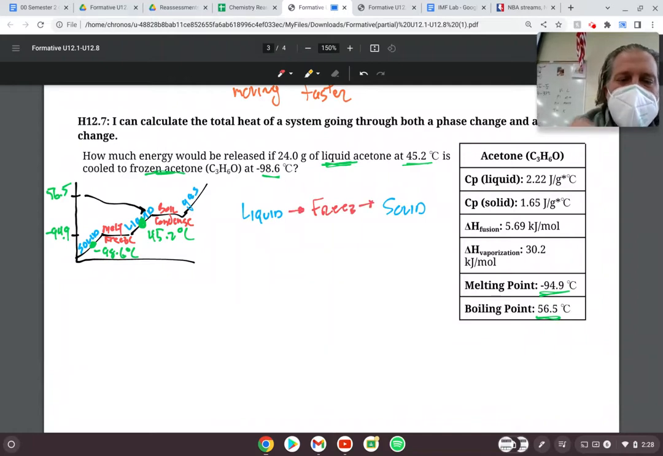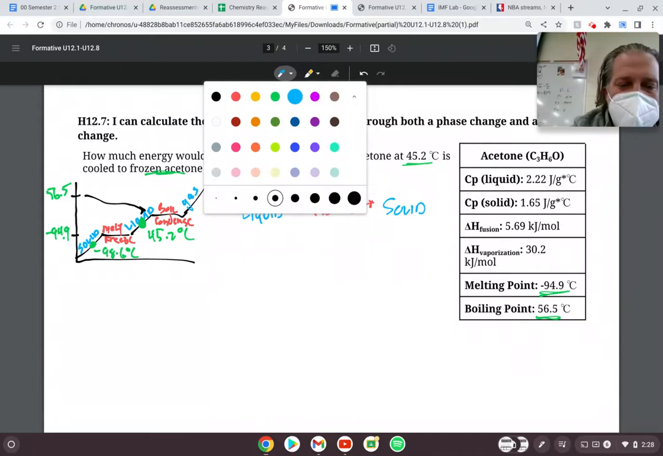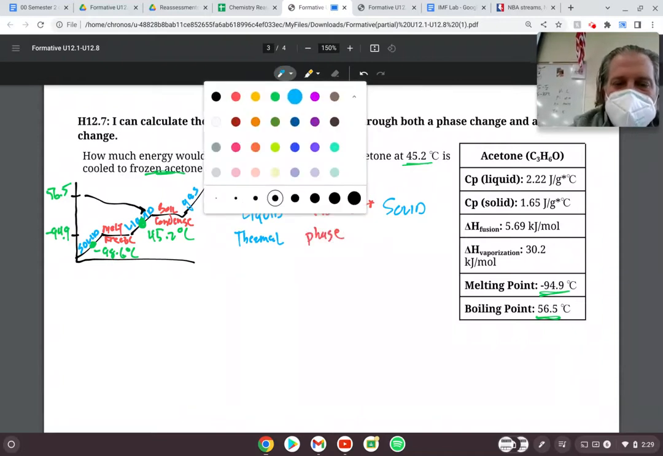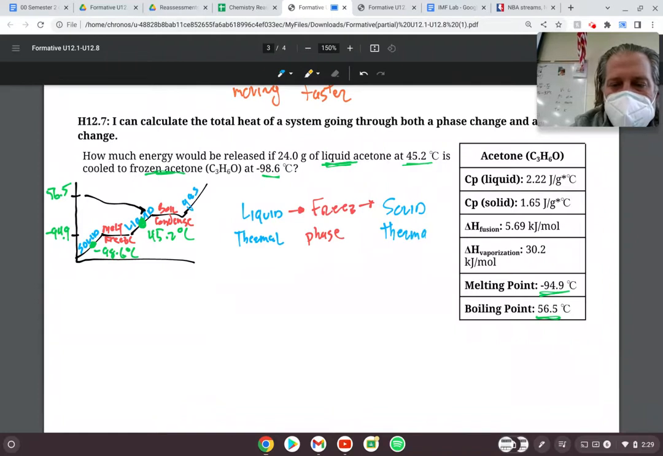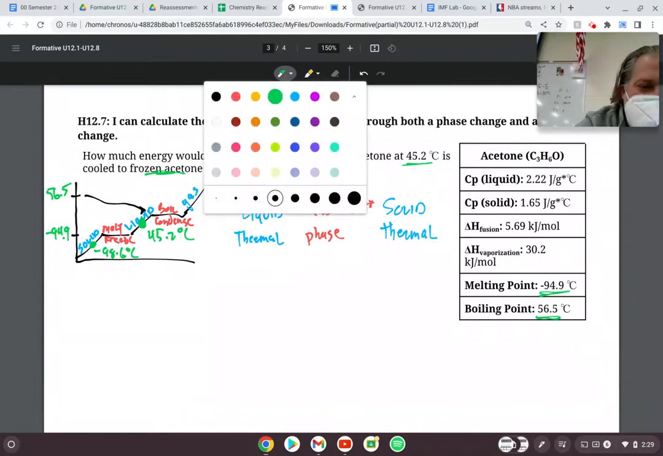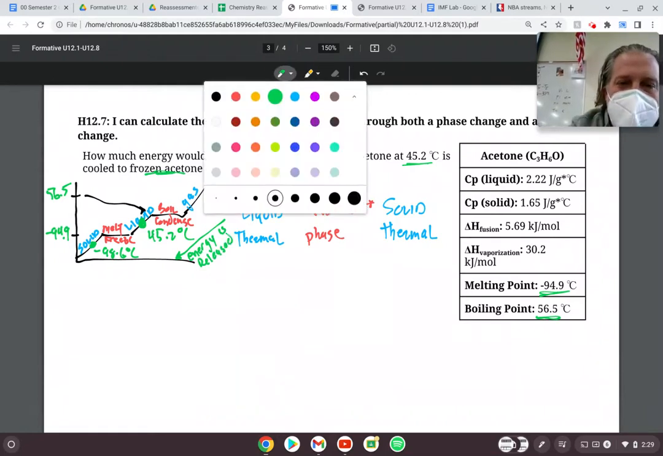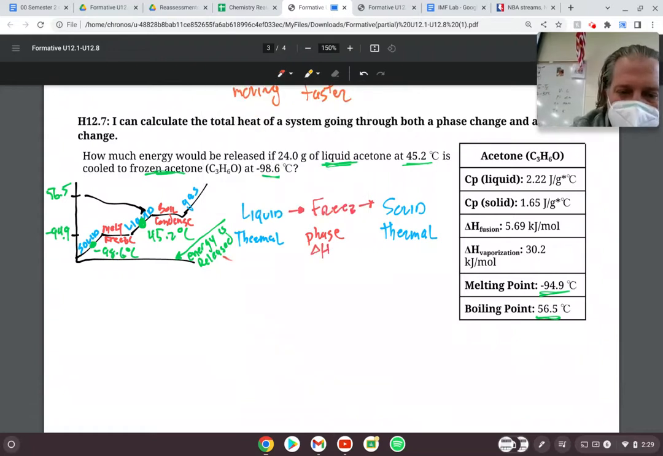And when I do that, there's a couple of things that I need to remember. I'm going to have to do a thermal calculation. I'm going to have to do a phase calculation. And I'm going to have to do a second thermal calculation. The other thing I want to point out is the direction of our graph is going down. Like the direction that we're traveling temperature-wise is going down. So that means that energy is releasing or released. So that means that the delta H has to be negative.